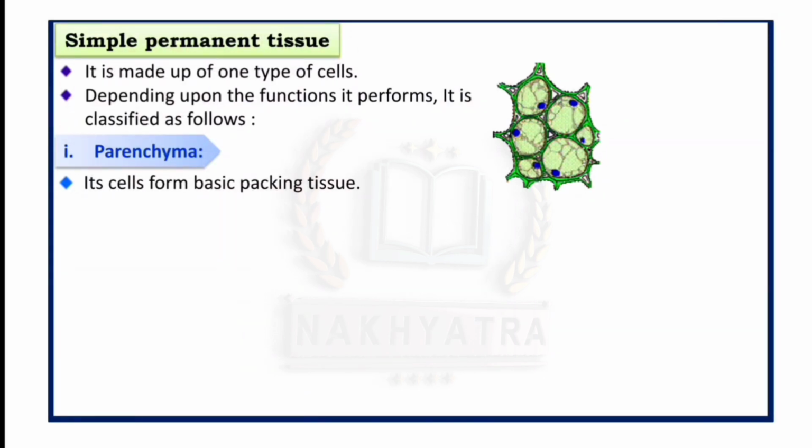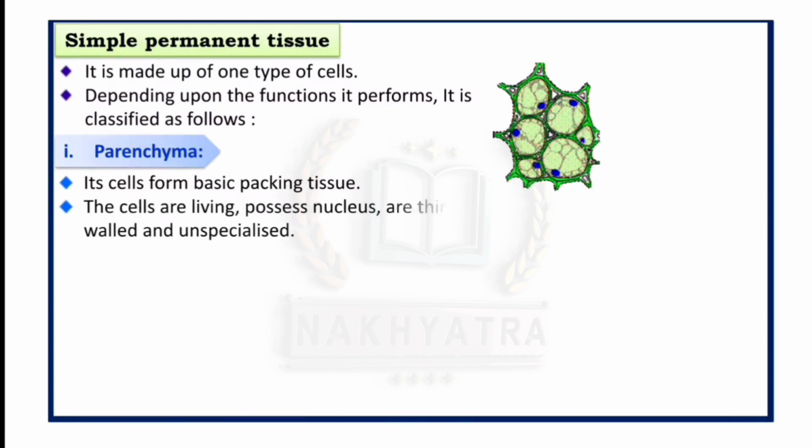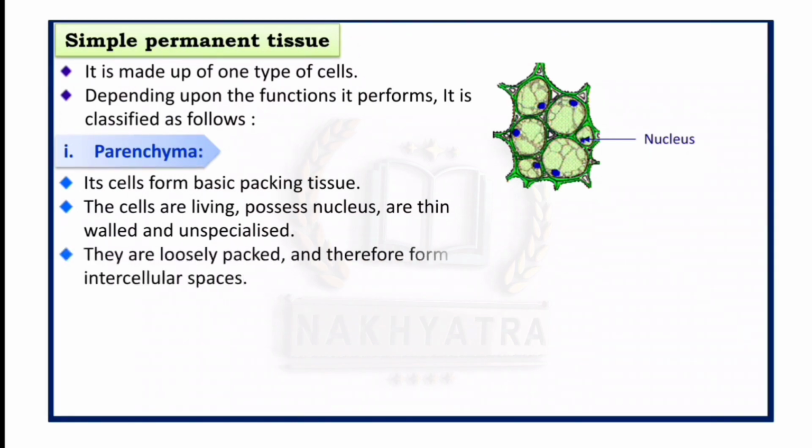Now the cells of parenchyma are similar to isodiametric cells. They may be oval, rounded or polygonal in outline, and the cell wall is made up of cellulose. Alright, the cells are living, possess a nucleus, are thin-walled and unspecialized. Now parenchyma is a simple permanent living tissue. They are loosely packed and therefore form intercellular spaces.